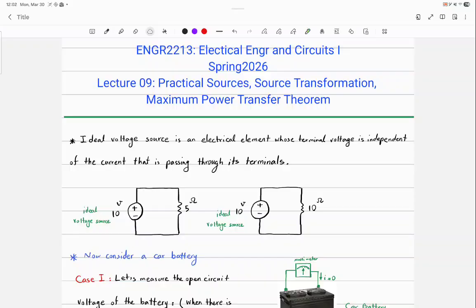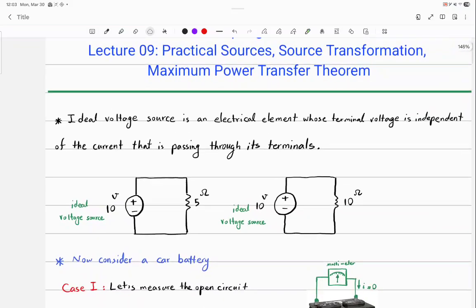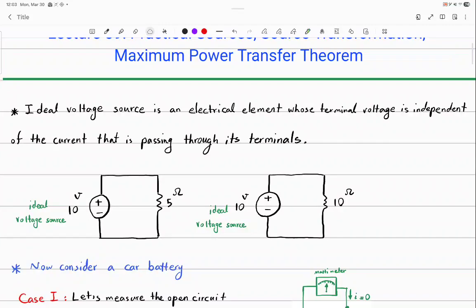In the past two lectures, we learned about mesh and nodal analysis, which are the two systematic ways of analyzing circuits. We learned about combining resistors. We learned about combining sources, and now we're going to talk more about sources. The circles with the positive and negative terminal that we've been calling voltage sources are actually called ideal voltage sources. And I'm going to discuss why they are called ideal.